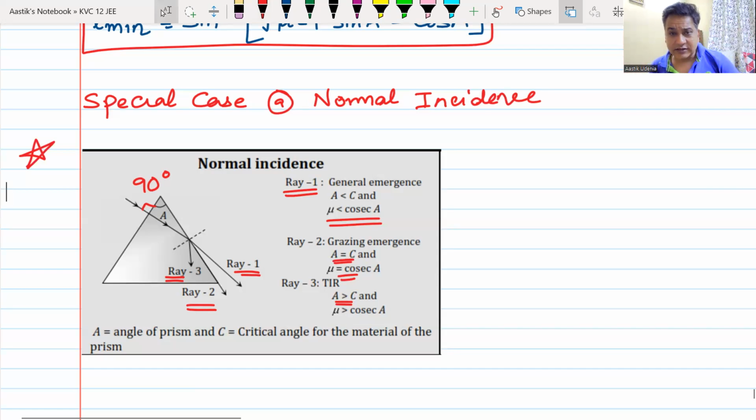For total internal reflection, here one angle is 0, so the other angle becomes equal to A. The incident angle becomes equal to A. That should be less than the critical angle for it to come out. If it is equal to the critical angle, it will emerge at 90 degrees. If it is greater than the critical angle, it will get totally internally reflected. Do we understand this?